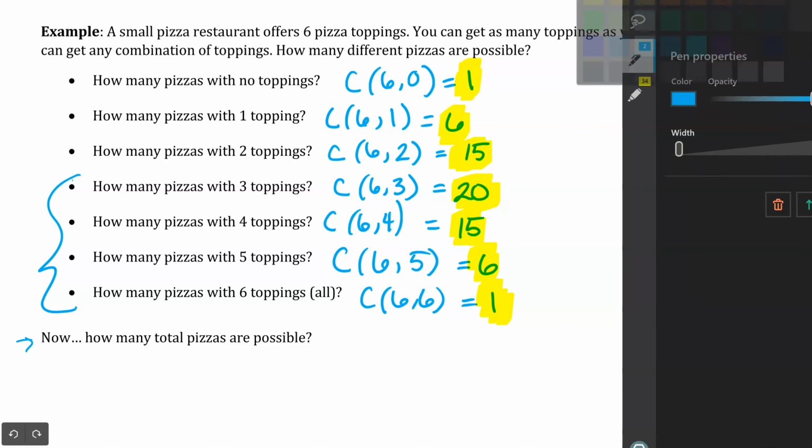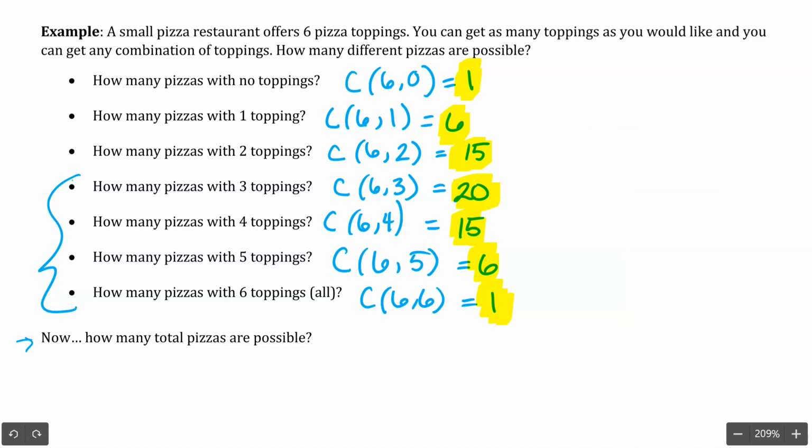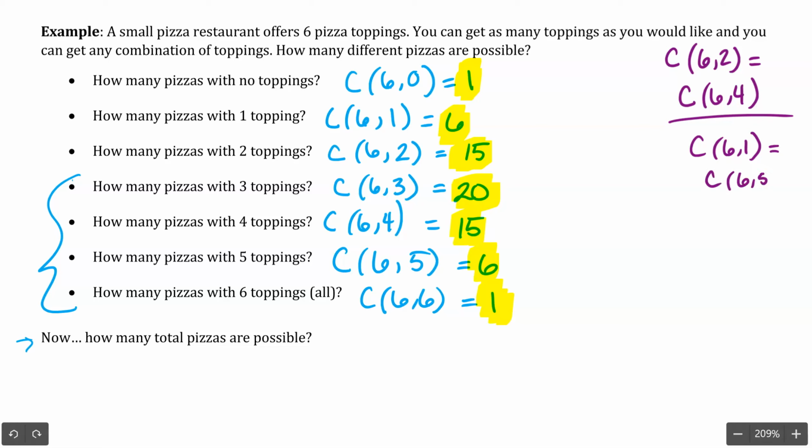Just as a fun tidbit of information, that pattern exists because 6 choose 2 is equal to 6 choose 4. As long as these 2 numbers add up to that first number 6, those are calculating the same number. Just the same, 6 choose 1 would be the same as, what is 6 minus 1? 5. 6 choose 5. Those are the same. Just a fun fact for the day.